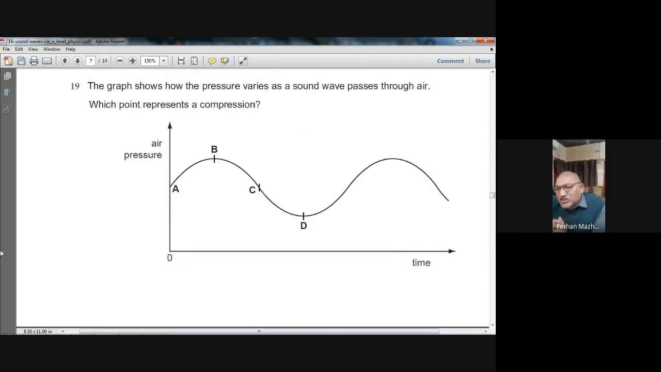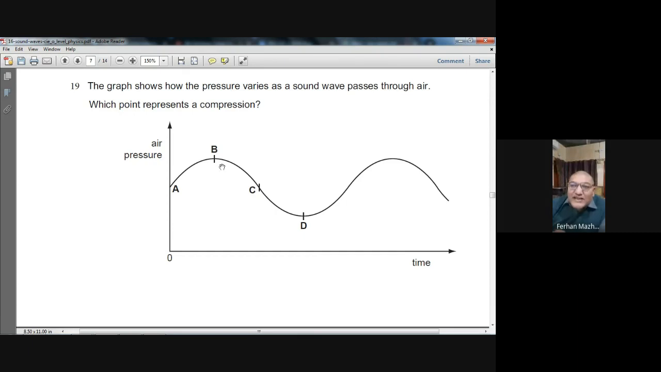The graph shows how the pressure varies as the sound wave passes through the air. Which point represents a compression? You know, here the pressure is shown, and here the time is shown. When the compression arrives at a place, the pressure becomes maximum. C part.